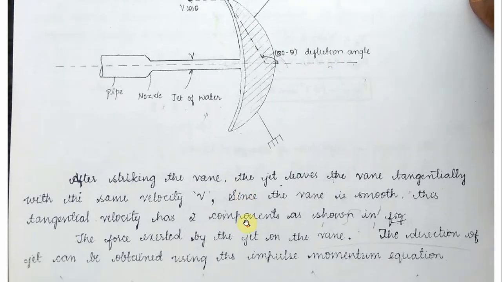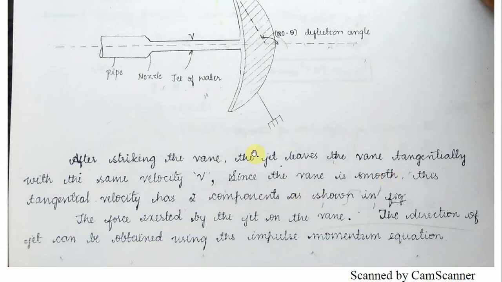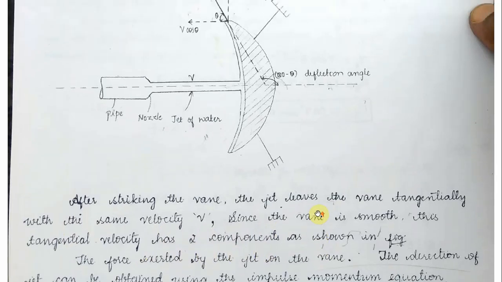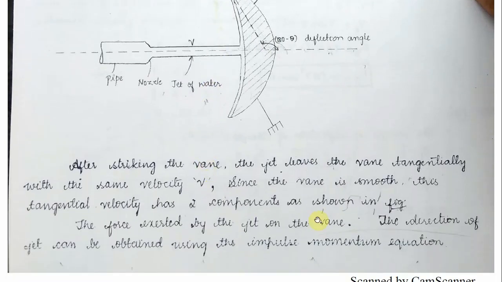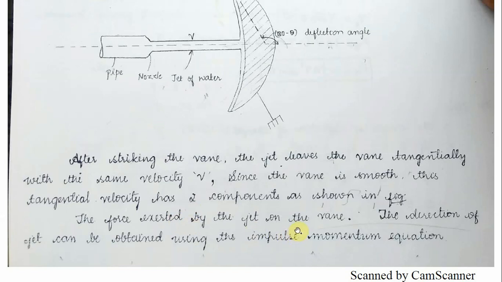After striking the vane, the jet leaves the vane tangentially with the same velocity v. Since the vane is smooth, this tangential velocity has two components as shown in the figure, that is v sin theta and v cos theta. The force exerted by the jet on the vane, and its direction, can be obtained by using the impulse momentum equation, which I told you before.